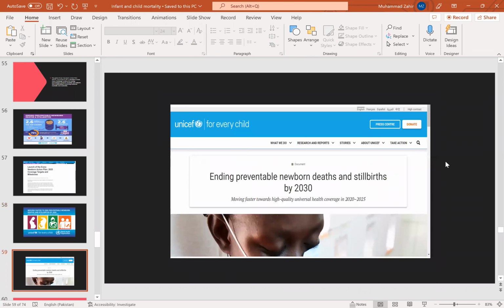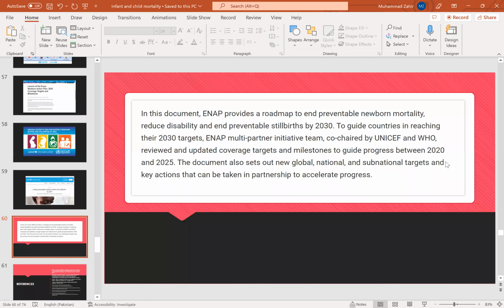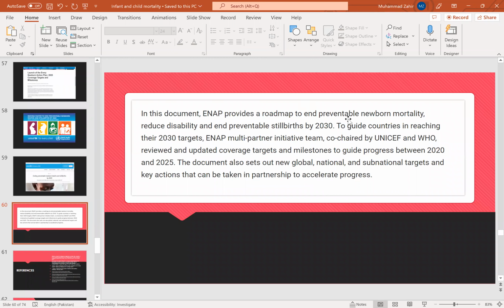2025 coverage targets and milestones. Ending preventable newborn deaths by 2030 provides a roadmap to end preventable newborn mortality, reduce disability, and preventable stillbirths by 2030 to guide countries in reaching their targets. A multi-party initiative team, co-chaired by UNICEF and WHO, reviewed and updated coverage targets and milestones to guide progress between 2020 and 2025. The document also sets out new global, national, and subnational targets and action plans that can be taken in partnership to accelerate progress.